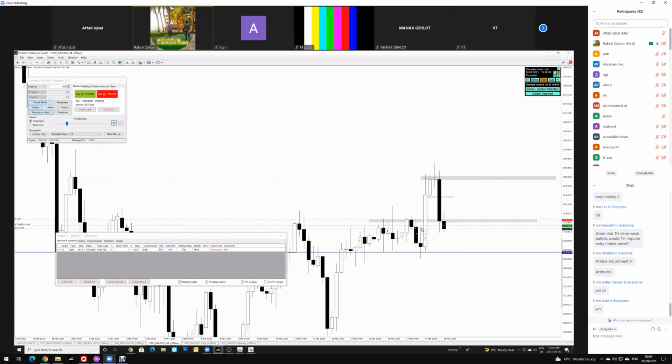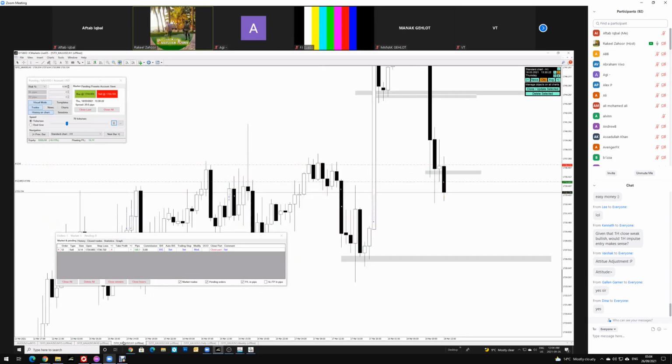4-hour has a clean candle through the left-hand side. And if we break this low on the 4-hour, I think we can continue moving down. 30-minute candle is open. We're rejecting this area. Let's just wait to see how this 1-hour candle is going to close.